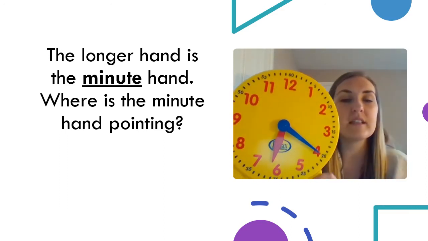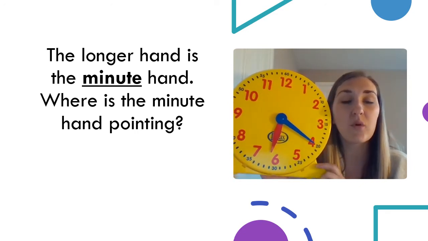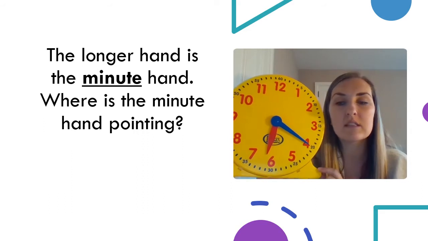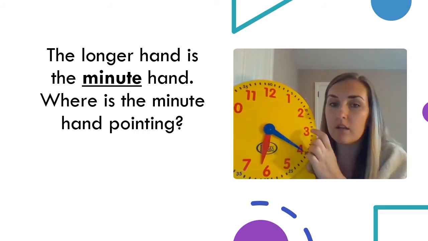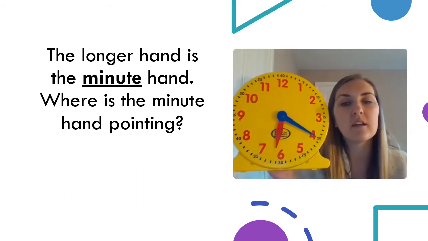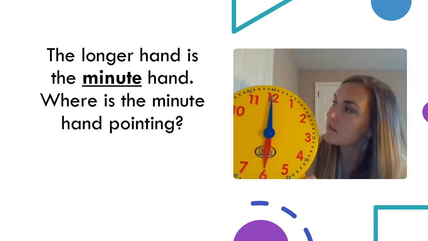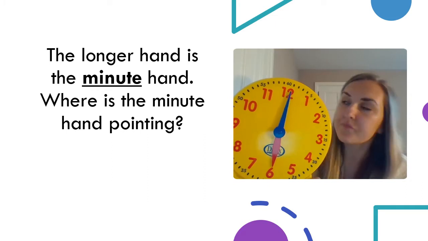Where is the minute hand pointing now? It's pointing to the 4. But the tricky thing about minutes is that we don't say the number that we see, 1 through 12, we have to count by 5s, and you always start at the top when counting the minutes. So we start at 0.